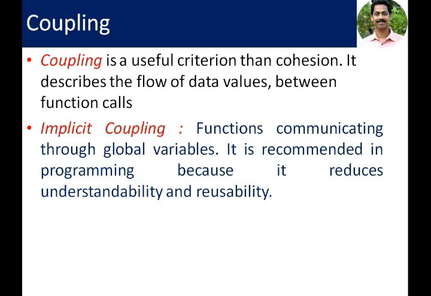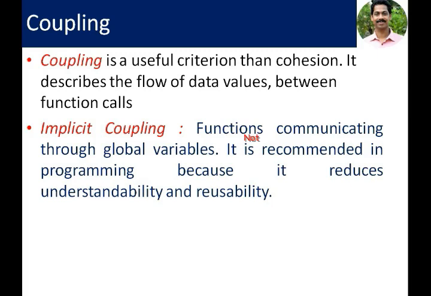When we are defining more than one function in a program, we call a function from one point and that function will be executed. In that case, we can exchange values through the function call. By using global variables, there is no need to transfer values between function calls because global variables are available in every function. So implicit coupling means using global variables. It is not recommended in programming because it reduces understandability and reusability.